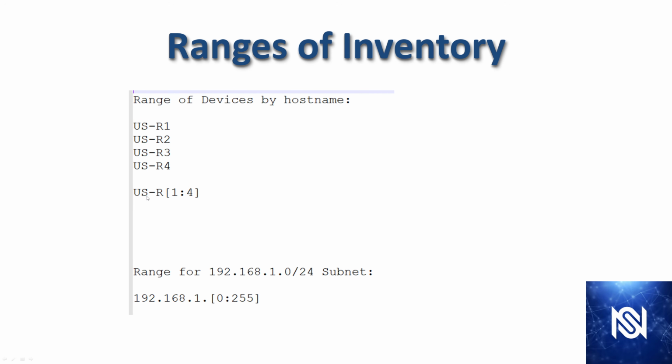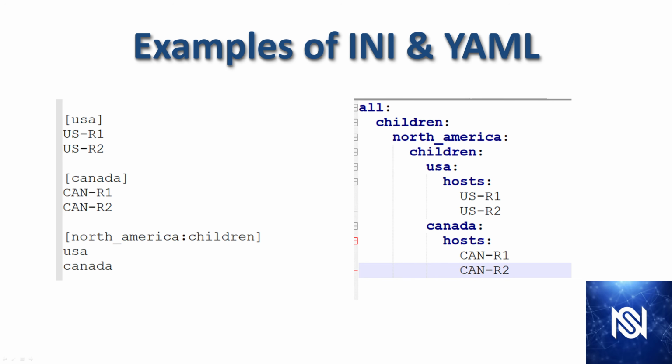This line right here by my mouse is the same thing as the list of 4 here. And then down here at the bottom, we use the brackets to encompass the entire /24 subnet. And so here I just have an example of the INI format on the left. It's going to be equivalent to what I have on the right.